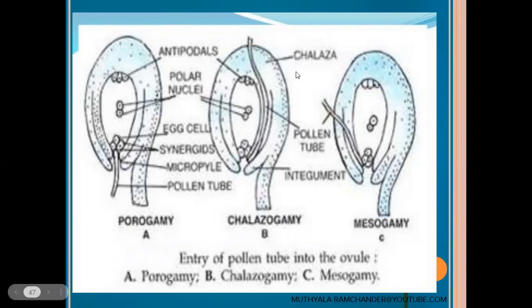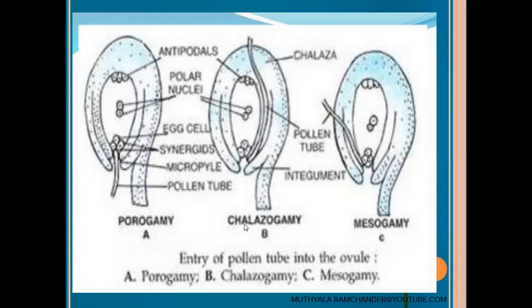Porogamy means the pollen tube enters the ovule through the micropylar region. The pollen tube entering the ovule through the micropylar region is called porogamy. Example, paddy. In paddy, the pollen tube enters the ovule through the micropylar region of the ovule, which is called porogamy.